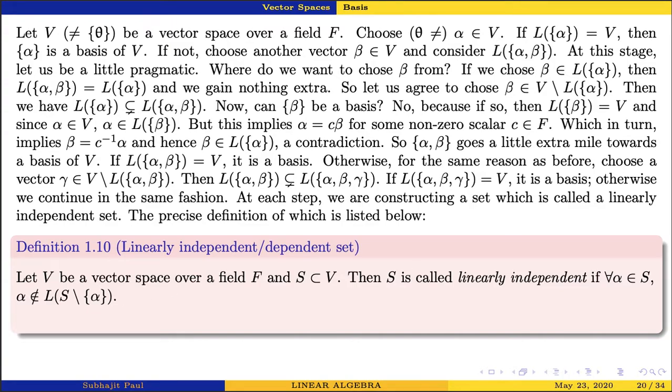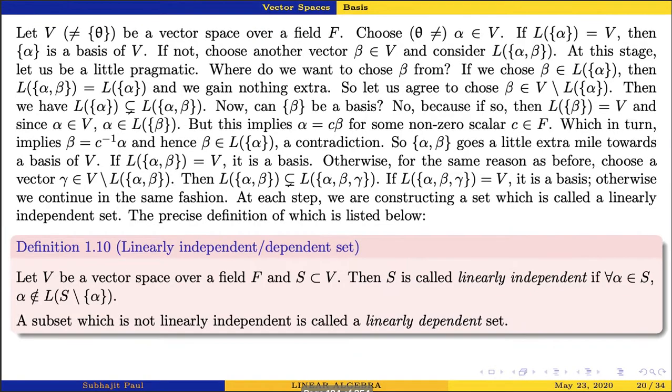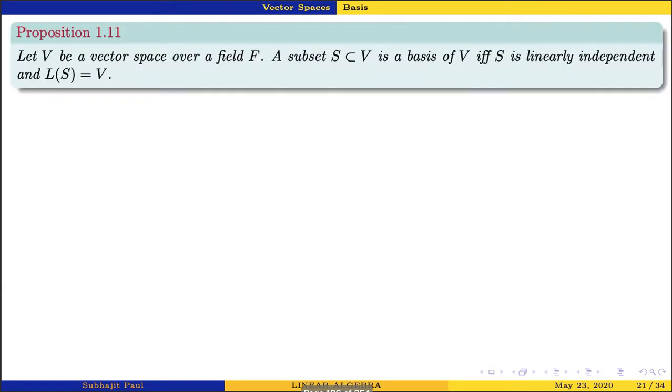Okay, then it is the linear independent set. A subset which is not linearly independent is called a linearly dependent set. An immediate consequence of this definition is the following proposition. Let V be a vector space over a field F. A subset S is a basis of V if and only if S is linearly independent and L(S) equals V, right?